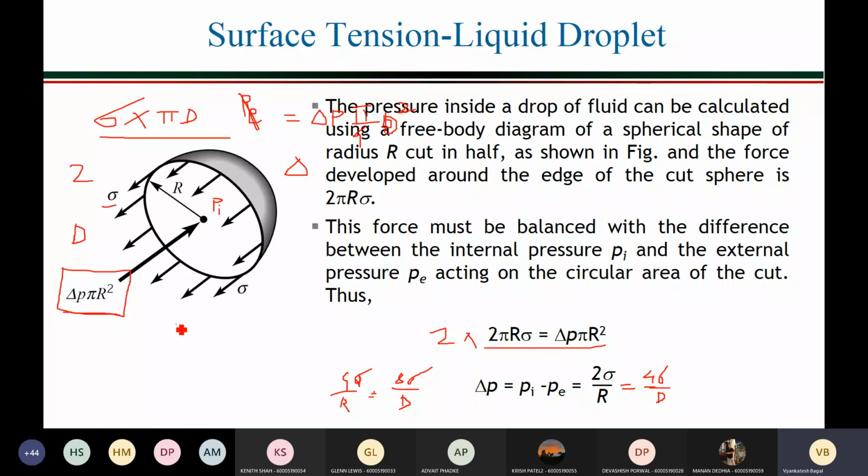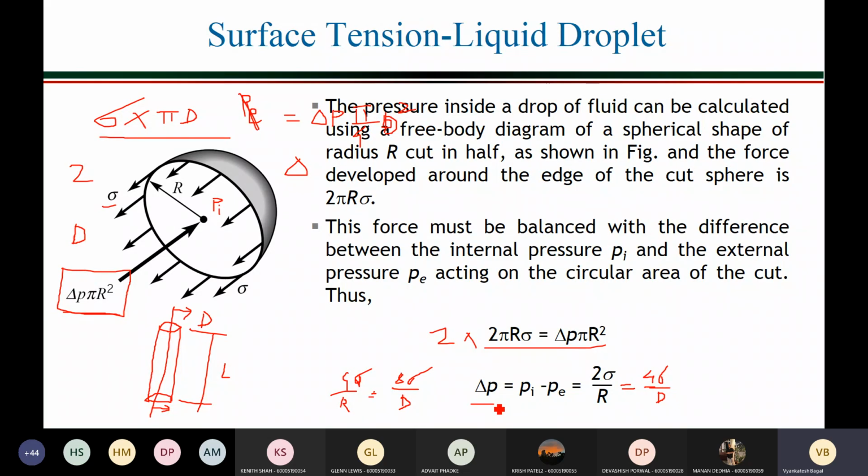Is it clear? So if I take, let us say, a liquid jet like this, and if I cut it from the center, and draw the free body diagram for half of this jet, let us say the diameter of the jet is capital D, and the length of the jet is capital L. Then, following the similar analysis, I can find out delta P. For the liquid jet, this delta P should be equal to 2 sigma by D. So just note it down and try to find out at your end later on.